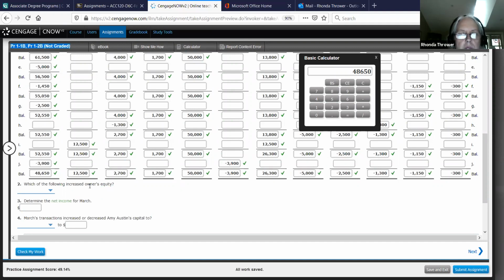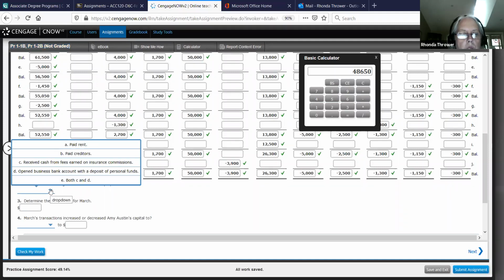So if we're looking for increases, we know they have to be the transactions that affected our revenue and the transactions that have affected our owner's investment. So what I want you to do is select the best answer here. And when you're paying rent, your expenses would decrease owner's equity, but they wouldn't increase owner's equity.